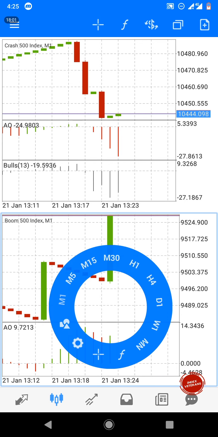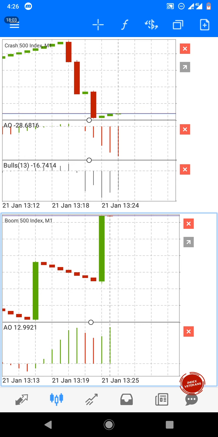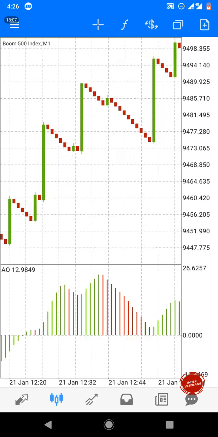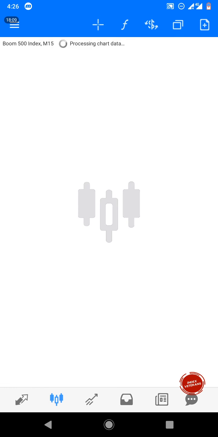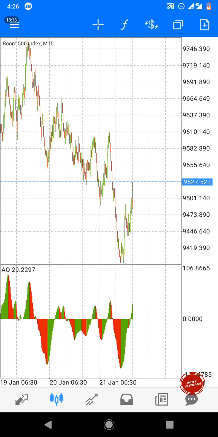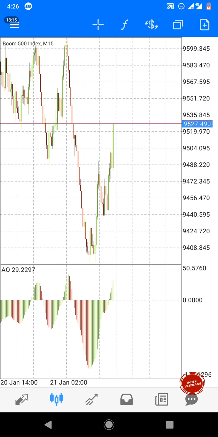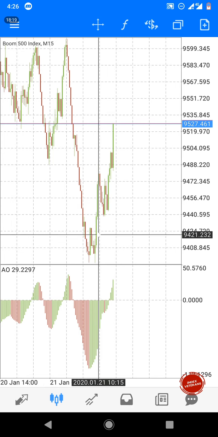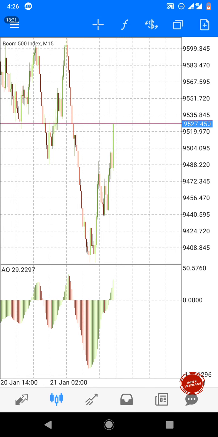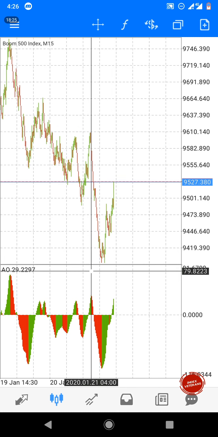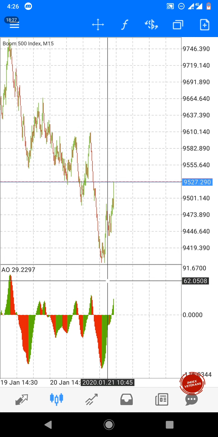Okay, now for the Boom 500, we want to wait for the AO to change, and then we trade the Boom 500. You do analysis on a 15 minutes time frame, guys. Remember the 15 minutes time frame. Like we were in a downtrend here, but look at this, guys. This is a sharp move. Don't trade when you see what is basically a major downtrend, but we are scalping here.